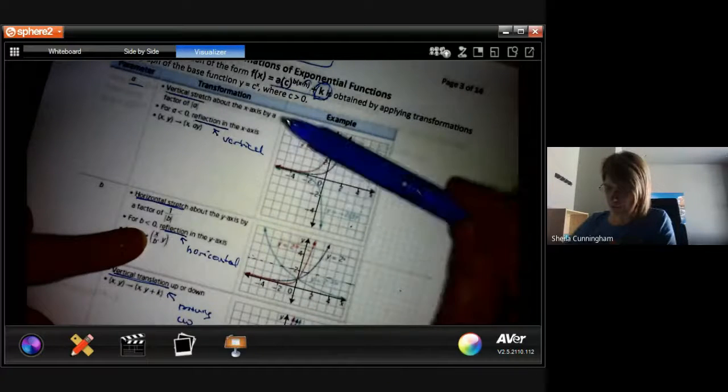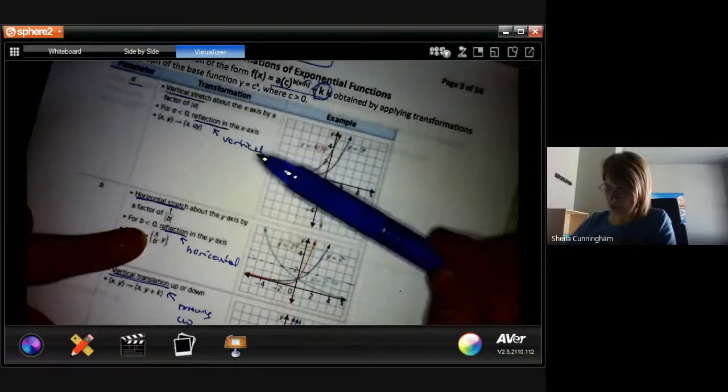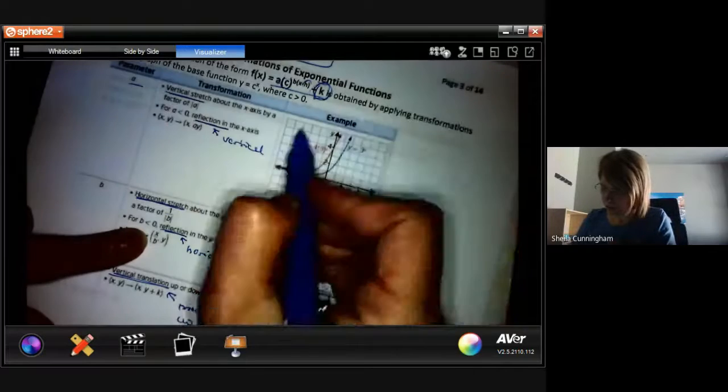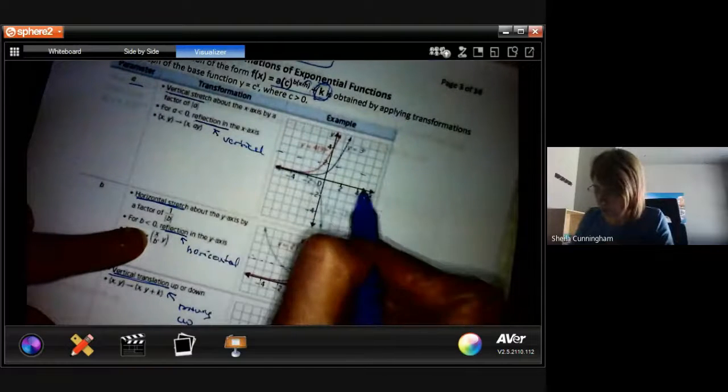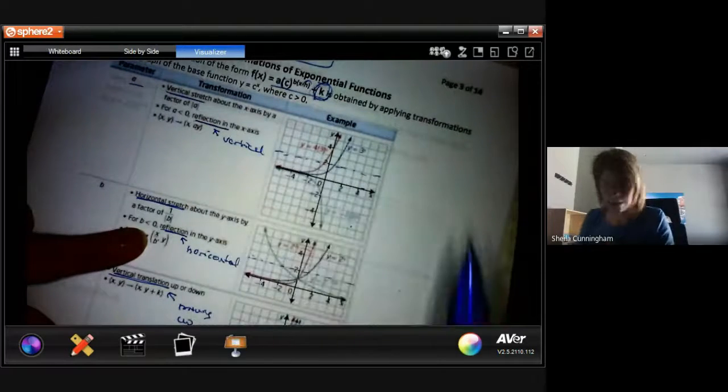And then if we had a reflection, if I did it here and then did a vertical reflection about it, it wouldn't be reflecting about your x-axis. It would be reflecting about that asymptote. Yeah.